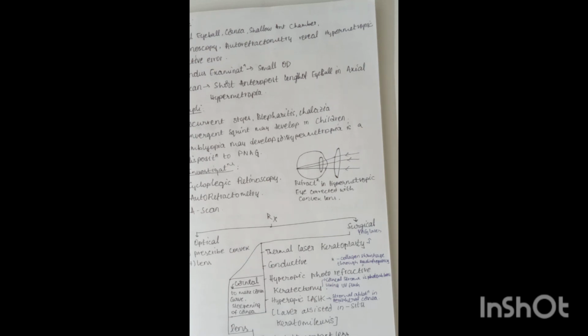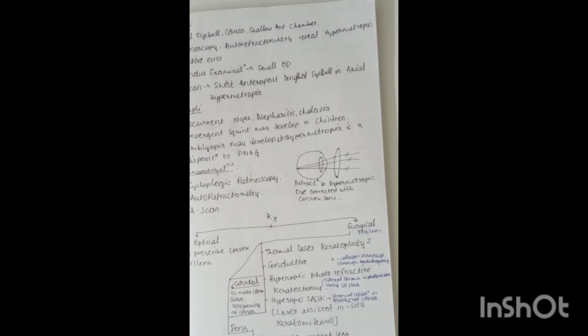What are the complications of hypermetropia? Let us see now. Recurrent styes, blepharitis, chalazia. These are all diseases of the eyelids. And convergent squint may develop in children. Amblyopia may develop, and hypermetropia is a predisposition to primary narrow angle glaucoma. The investigations required to diagnose a hypermetropic patient are cycloplegic retinoscopy, autorefractometry, and A-scan.